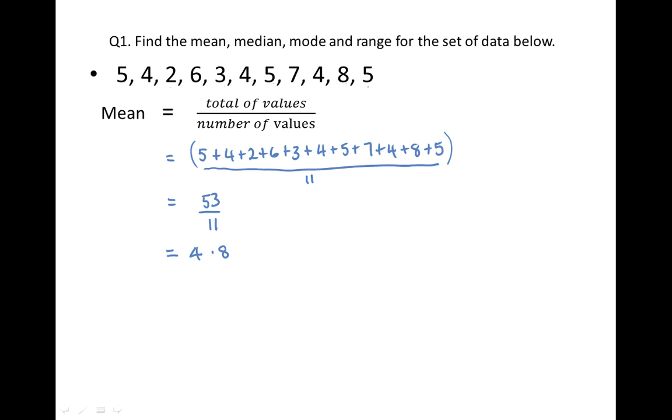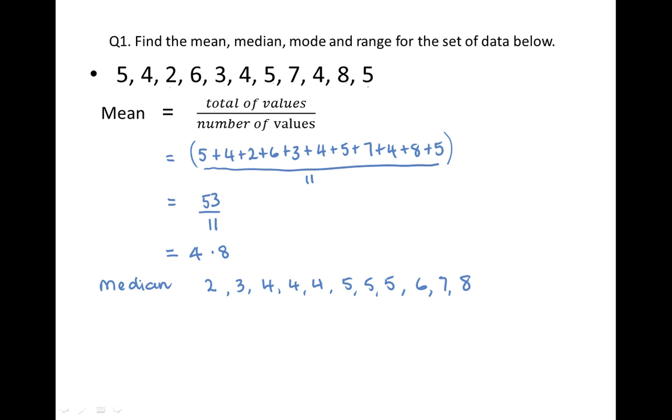The next thing we're going to have a look at is the median. Now, the median is the middle number once we have written them in order. So don't try and do it without writing them in order. That's a recipe for disaster. So firstly I'm going to write the numbers in order. We've got 2, 3, 4, 4, 4, 5, 5, 5, 6, 7, 8. I'm just going to have a quick count, make sure I've still got 11 values. 1, 2, 3, 4, 5, 6, 7, 8, 9, 10, 11.